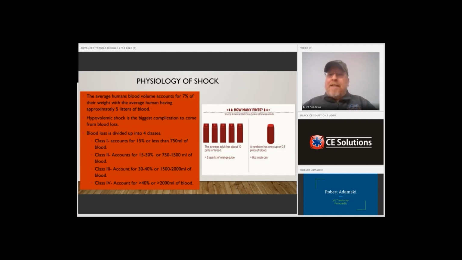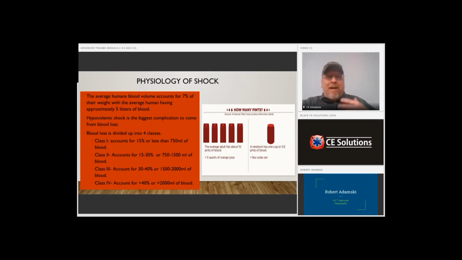That's a severe class of shock. And then finally, we have the life-threatening critical class of shock, class 4, which accounts for greater than or equal to 40% of our total blood volume, or greater than 2 liters of blood. That's 2 IV bags of blood, people.